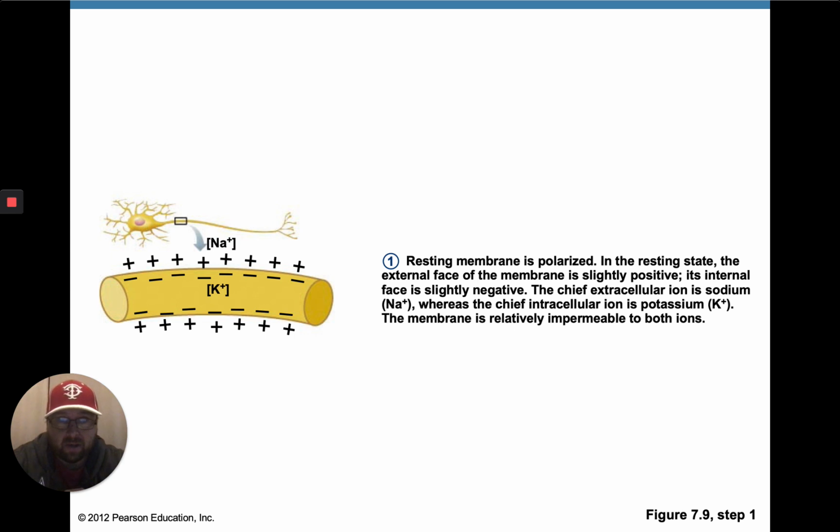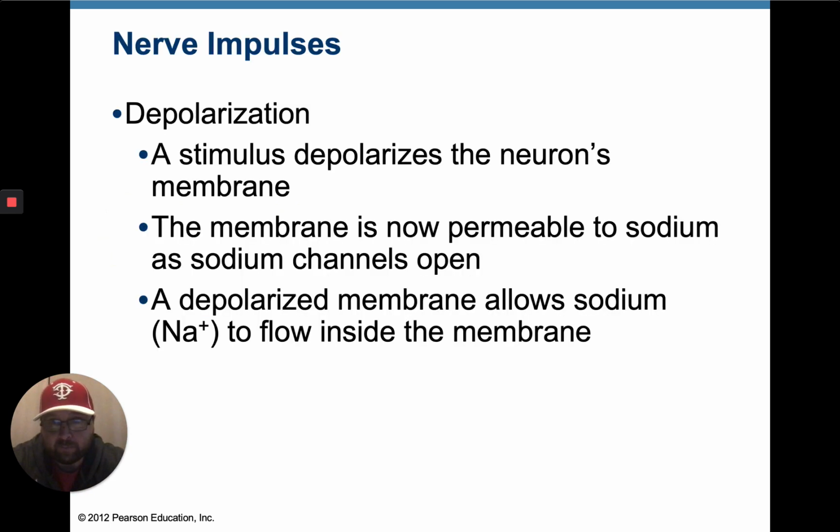All right, so the extracellular ions that we use are sodium and potassium. And again, our membrane is impermeable to both of these ions. So that means we need proteins in order to move them in and out of the cell. All right, so depolarization happens. A stimulus has depolarized our neuron's membrane.